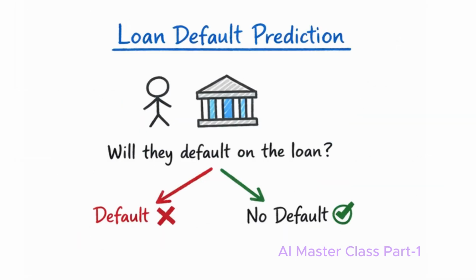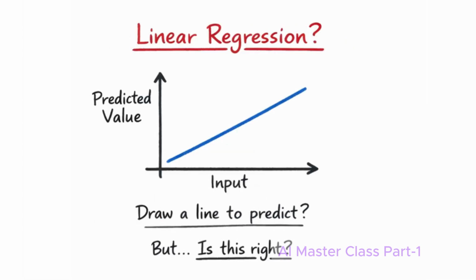Suppose you are working on a banking application and your job is to predict whether a customer will default on a loan or not. Now, here the output is not a number like house price, it's a category. Either the customer will default or they will not. So, now the question is, can we still use linear regression here?